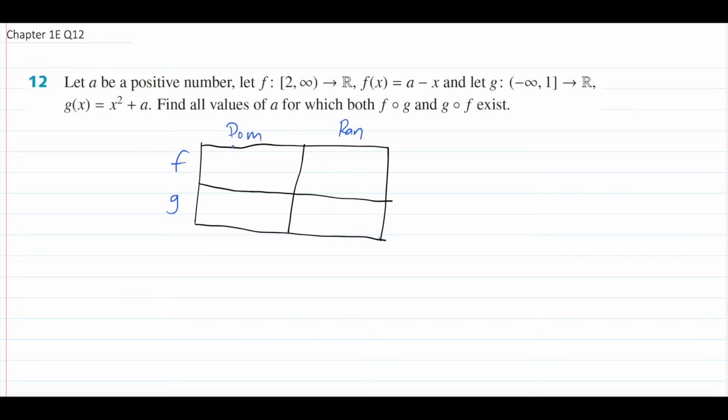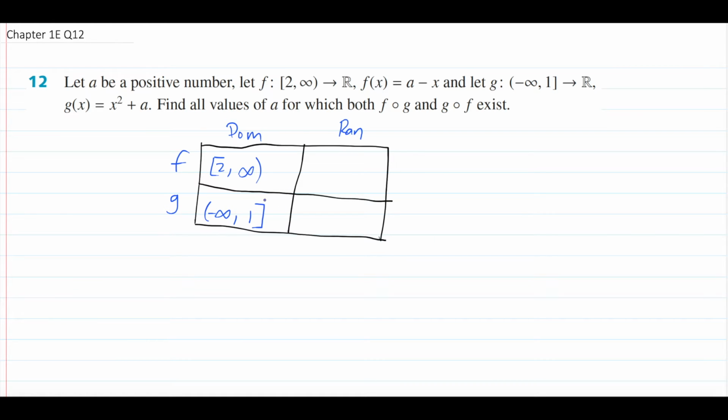So what is the domain of f? Well, let's have a look. The function f has a domain of 2 to infinity. So we've been given that information. Same thing with g, you can already find out over here. It is between negative infinity to 1. So I'm going to start filling that in, negative infinity to 1 inclusive.